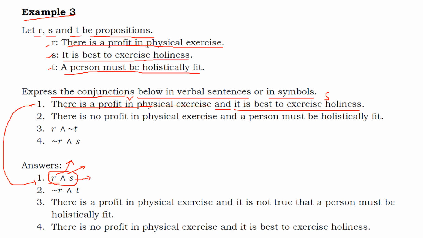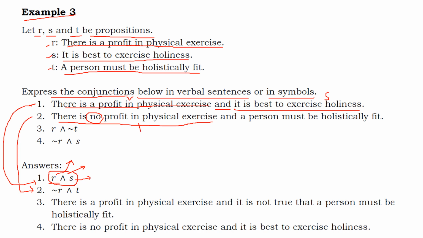Now, for number 2, as you can see on the answer, there's a negation here of R, conjunction T. So there is no profit in physical exercise. As you can see, the original proposition R is there. The proposition claims that there is a profit in physical exercise. But once we apply your negation, we are just simply opposing whatever the meaning of the original or the given proposition by simply putting no here, meaning to say there is no profit in physical exercise.